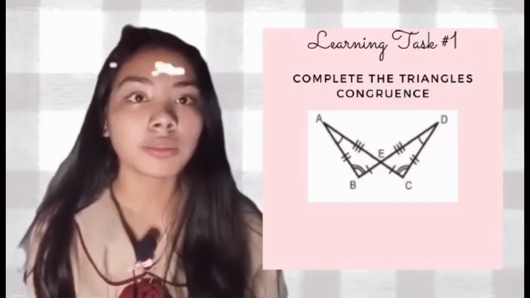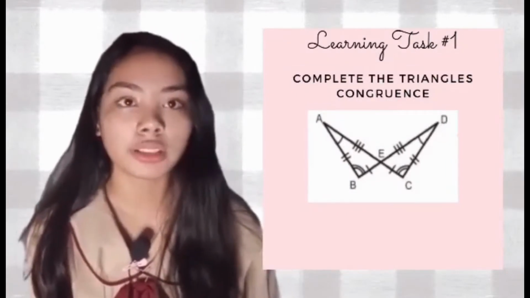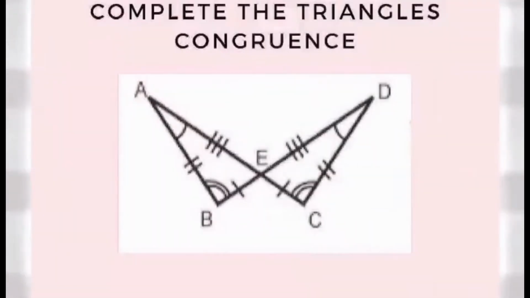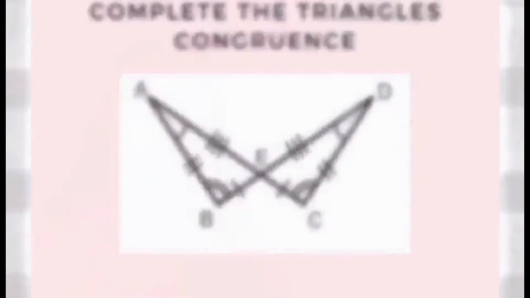Learning task number 1. Complete the triangle congruence. We are asked to prove the congruence of these two triangles. Angle A is congruent to angle D. Angle B is congruent to angle C. Angle E is congruent to angle E because of the reflexive property. Side AB is congruent to side BC. Side BE is congruent to side DE. And side EA is congruent to side ED. Therefore, triangle ABE is congruent to triangle DCE.